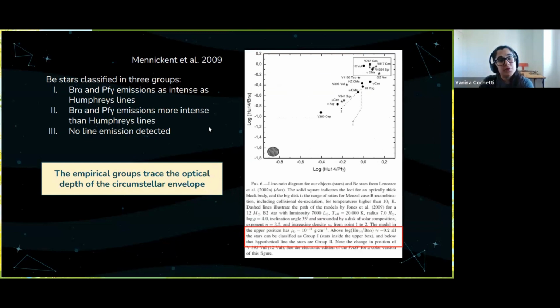So they put their objects in the diagram made by Lenorzer with the same lines, and they found out that the group 1 stars are in this region in the diagram, and the group 2 are in a wider region, not so close to the optically thick case. So these groups also trace the optical depth of the circumstellar envelope.